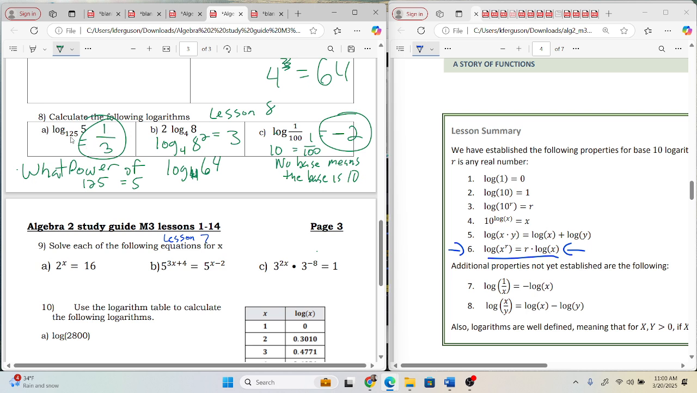Notice, Mikhail, how this log has a base of 125. This log has a base of 4. This log doesn't have a base at all. So it's just like what I was telling you. Mathematicians were lazy. We use 10 as a base most of the time when we're doing logs. Some mathematicians were like, why do we always write 10? We always use 10. How about we don't write 10? And if we use some other number, we write that number. Because mathematicians are lazy, if there's no base, the base is 10.